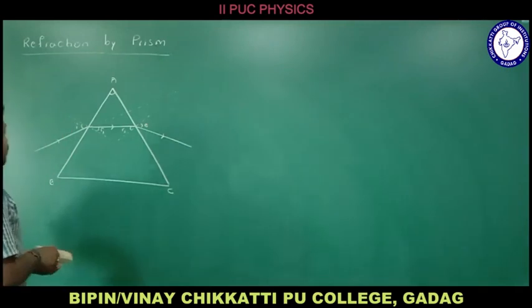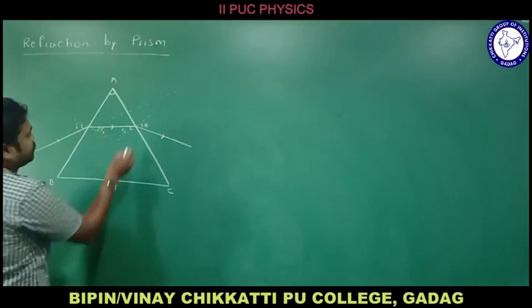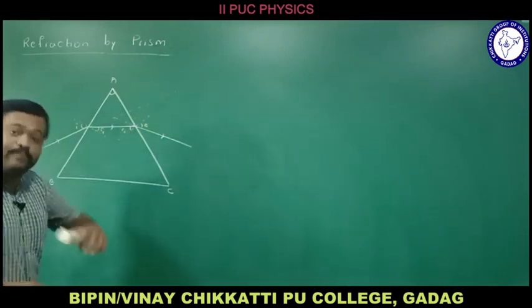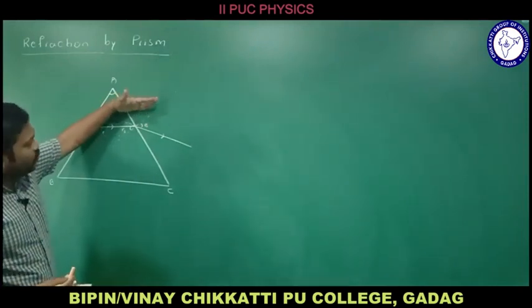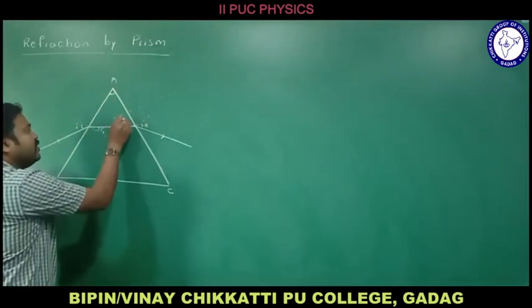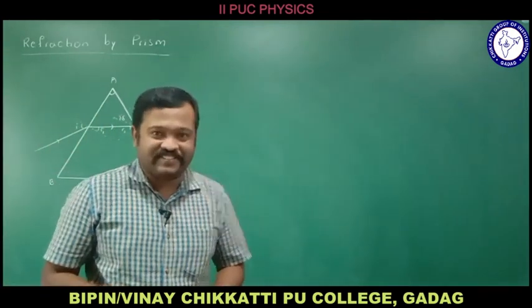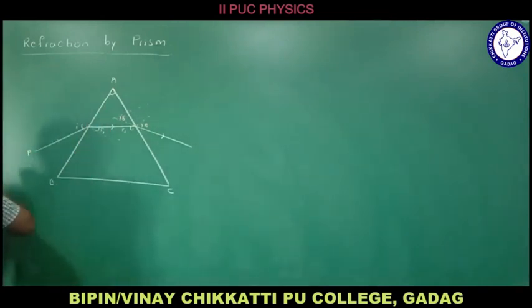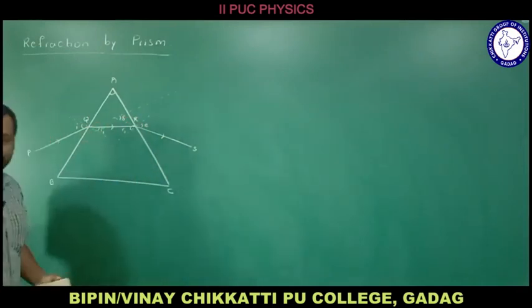And this is the incident ray and this is the emergent ray. If I extend this emergent ray, it will meet at this point. If the prism was not there, the incident ray would have moved like this. Now it deviates, and this angle is called the angle of deviation, and let me take it as delta. Delta is the angle of deviation, right? This is angle of prism and this is angle of deviation. Let me name it as P, Q, R, and let me take it as S.